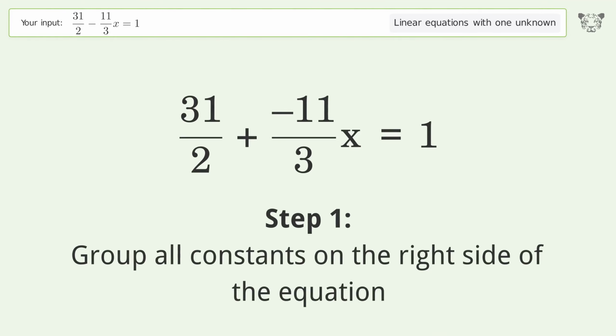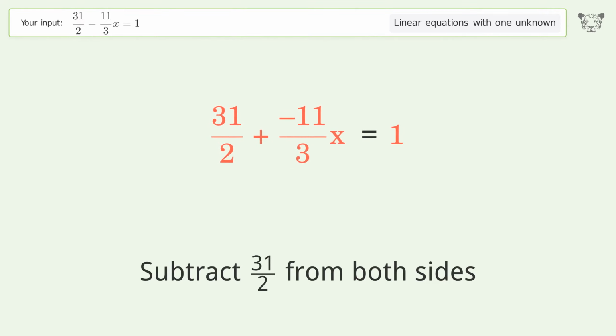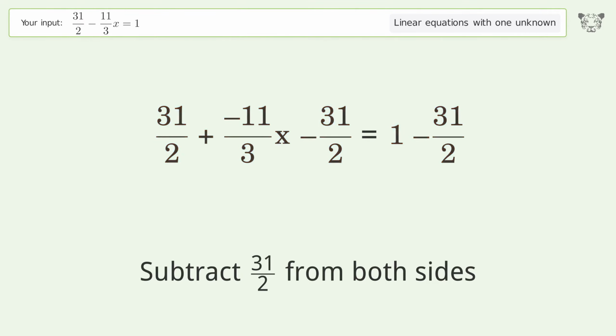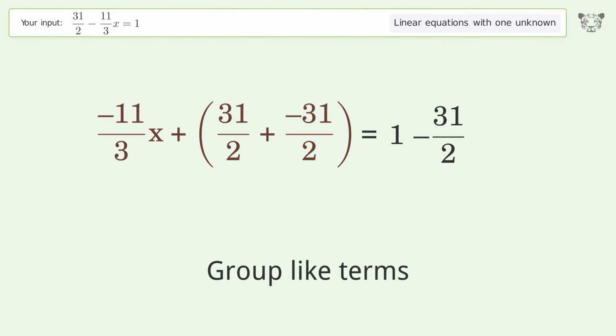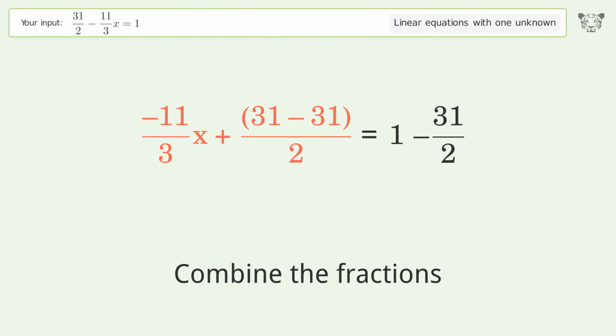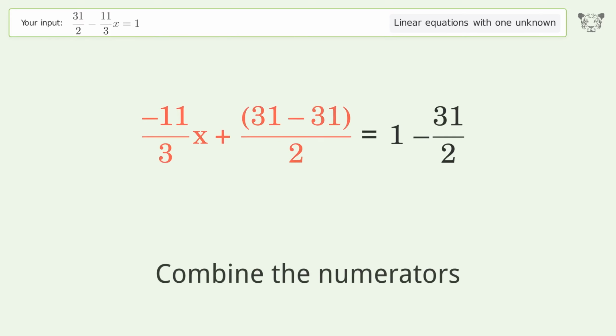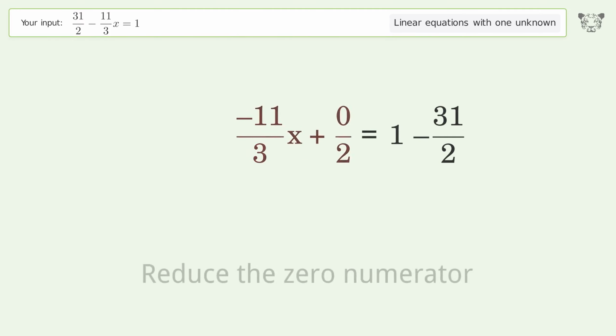Group all constants on the right side of the equation. Subtract 31 over 2 from both sides. Group like terms. Combine the fractions. Combine the numerators. Reduce the zero numerator.